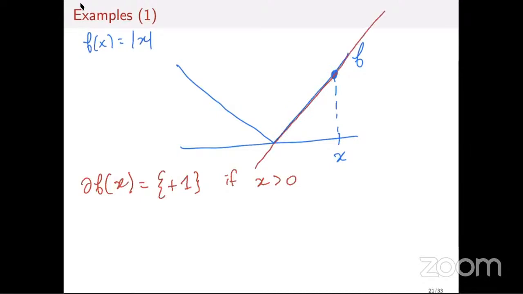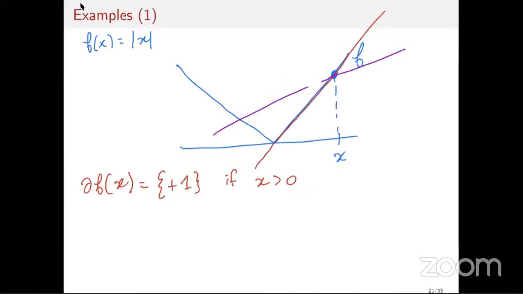Okay, so this is the only possible choice of g that will give you a lower bound. If you choose another slope, so if you choose a slope like this, something smaller than 1, you see that this is not going to be a lower bound on f because it's above f in this region.